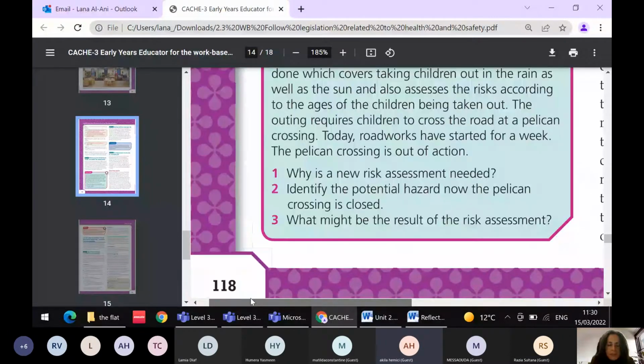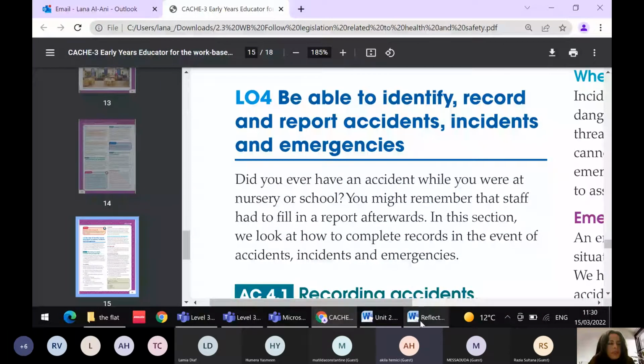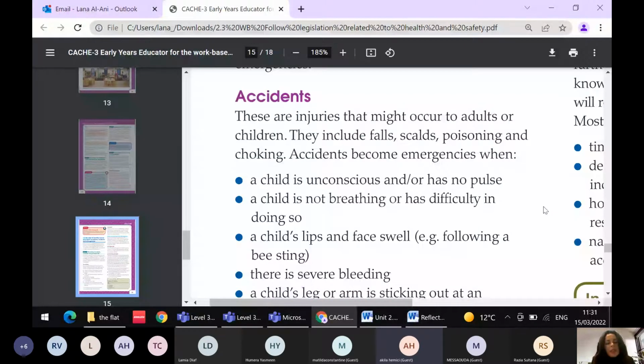So now let us go back to the reflective account. It says complete records of the event of an accident. So how would you complete a record of an accident? We need to follow the guidelines for reporting injury. Exactly, very good. So when I record any accident, this is when there's an accident.